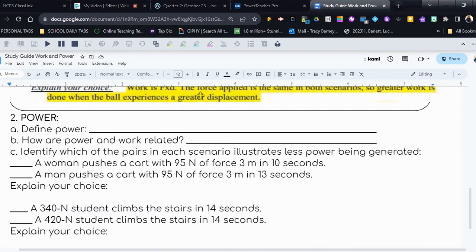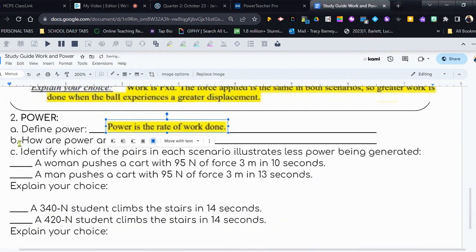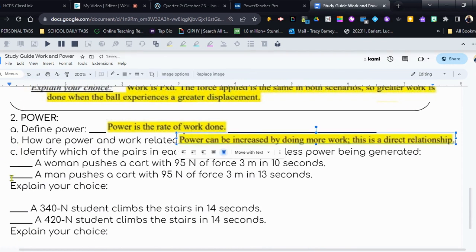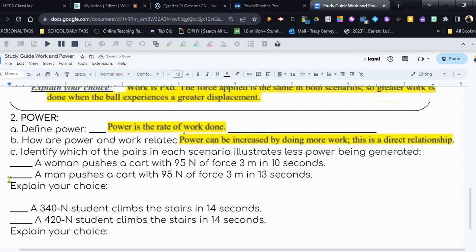Moving on to power, we are defining it first. Power is the rate at which work is done. And how are power and work related? Well, power can be increased by doing more work. And this is a direct relationship. Okay, so if more work is done and you have the same amount of time, then your power is going to be greater. Power is work divided by time.